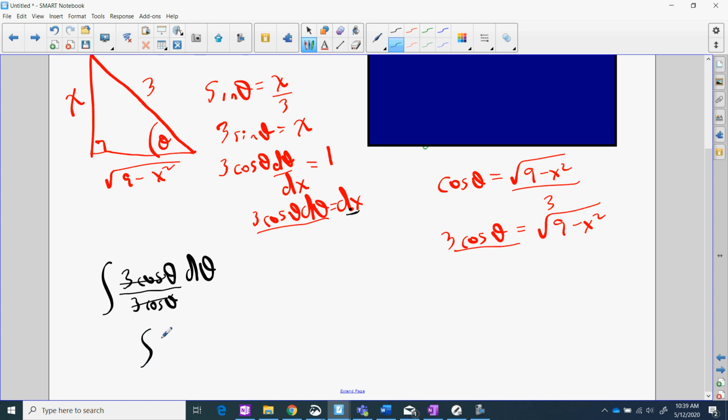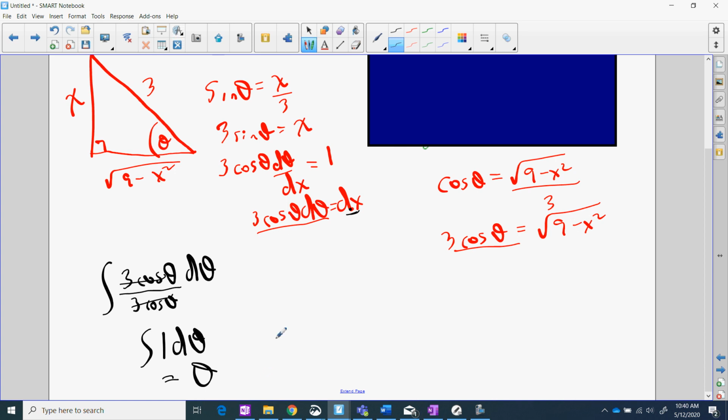So basically, this is just a 1 d theta. Now, your variable in this question is theta. If you take the integral of the number 1 with respect to the variable theta, if this was a dx, your answer would be x. If it was dy, your answer would be y. Your variable is d theta. Therefore, the integral of d theta is theta.